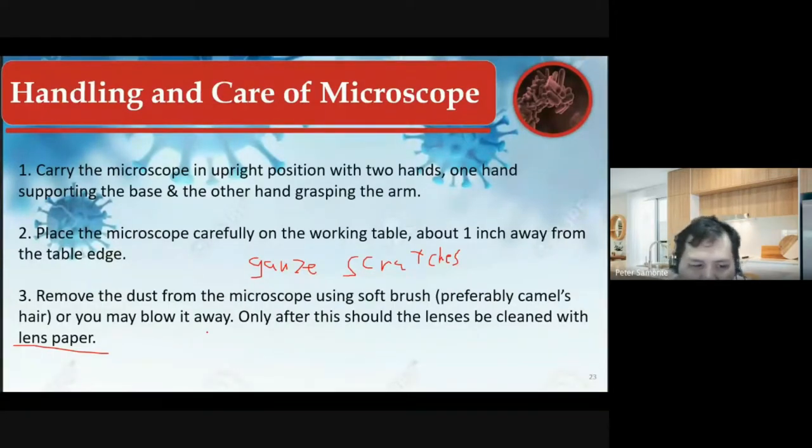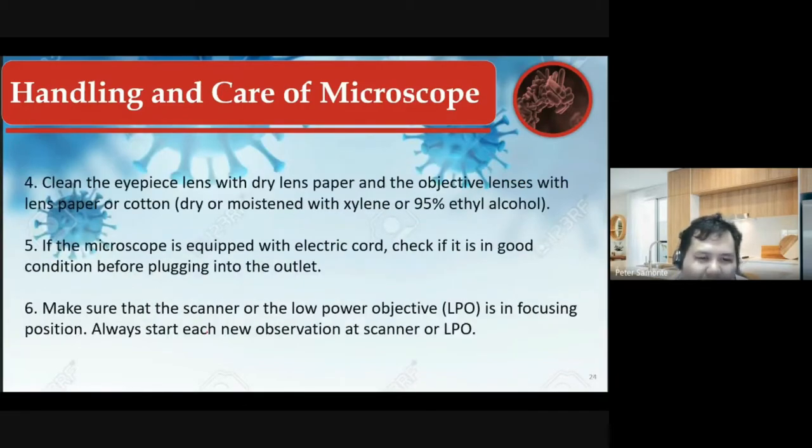I don't know if you remember, when you were using your microscope, there were times when you viewed the microscope and there would be scratches. You thought that if you just adjusted the knobs, it would go away. Sadly, the scratches were on the eyepiece. Then, you have to clean the eyepiece lens with dry lens paper. And the objective lens, class, you have to clean with lens paper moistened with saline or 95% ethanol.